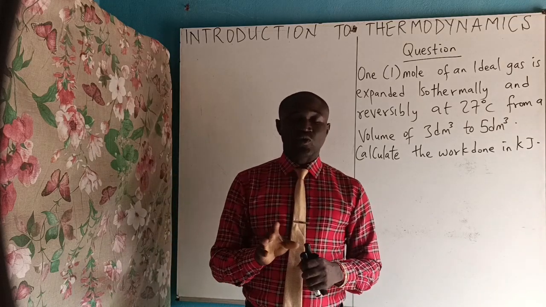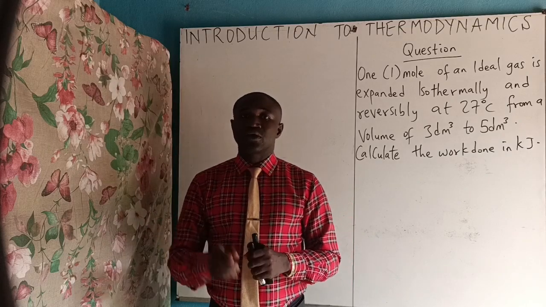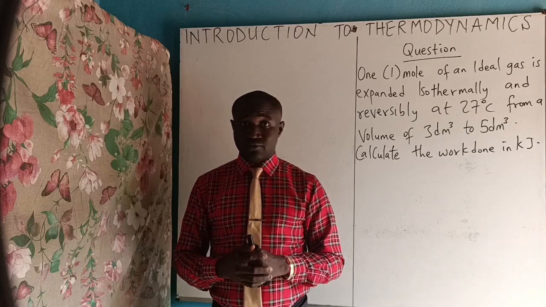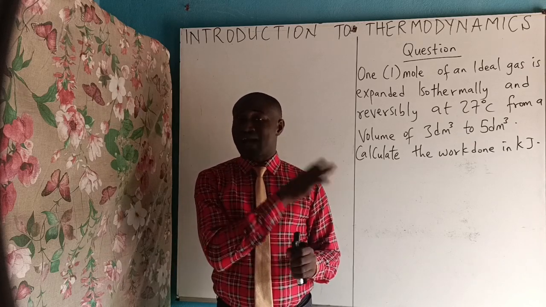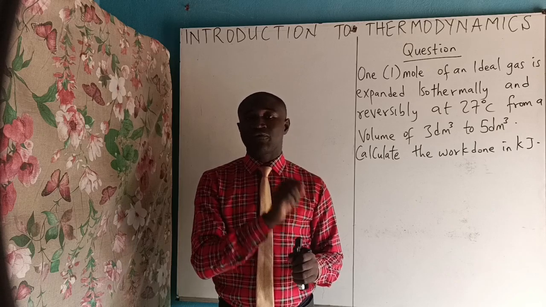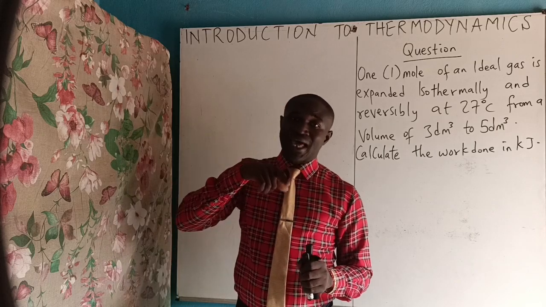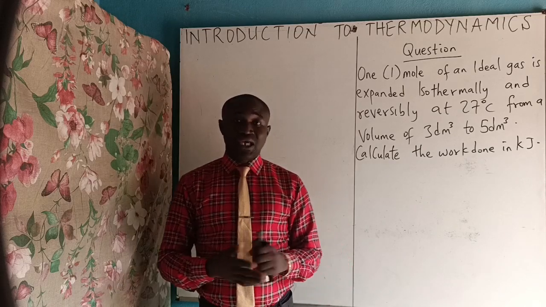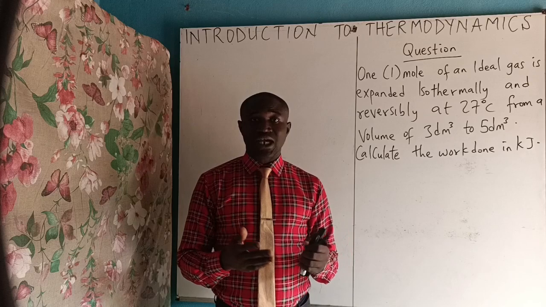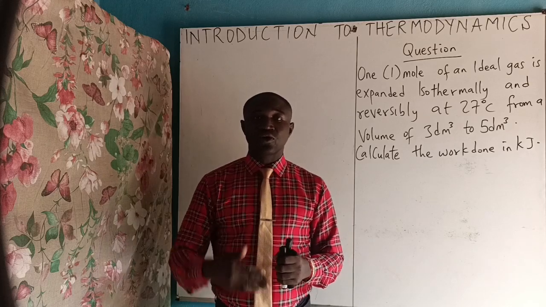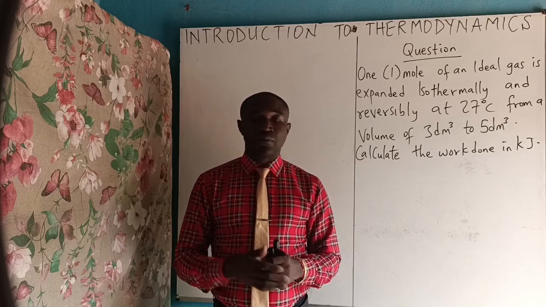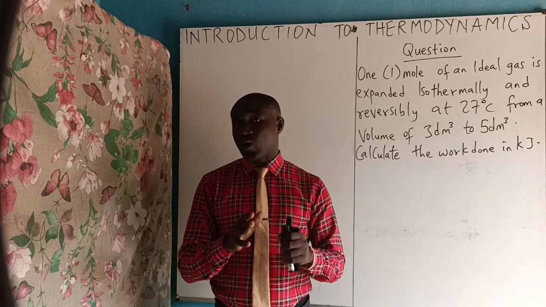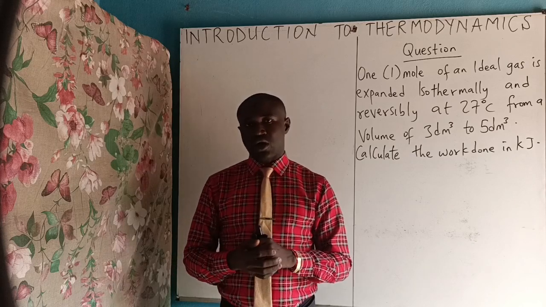Unlike chemical kinetics, which we have posted on our channel, thermodynamics discusses the feasibility of a chemical reaction. Recall we said that chemical kinetics discusses the rate of chemical reaction. So thermodynamics discusses the feasibility of a chemical reaction. It has several laws such as zero law, first law, second law, third law. But in this video, we will be concentrating on first and second law. That is what we'll focus our discussion on.